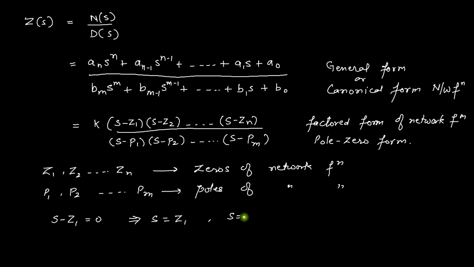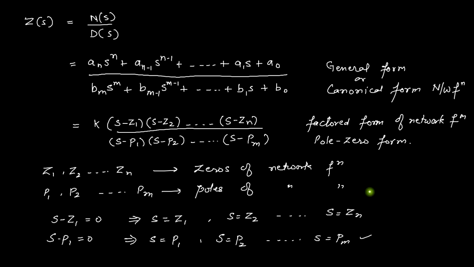Similarly, we can find s equal to z2 by substituting s minus z2 equal to 0, and so on up to s equal to zn. In the same way, if we substitute the factors of the denominator equal to 0, that is s minus p1 equal to 0, this will give s equal to p1, where this p1 is called the pole of the network function, and we can get the several poles by substituting all the factors equal to 0. That is, if I substitute s minus p2 equal to 0, I will get s equal to p2, where p2 is another pole, and we can do so till the last factor in the denominator, which is s minus pm, that is s equal to pm is the last pole of the given network function.